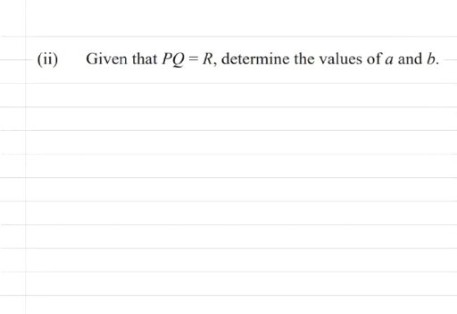Part ii says, given that PQ is equal to R, we're to determine the values of A and B. All right, so the first thing is that we're going to have to solve a matrix equation. The matrix equation is PQ is equal to R. Let us solve that matrix equation. All right, how do we go about solving this?